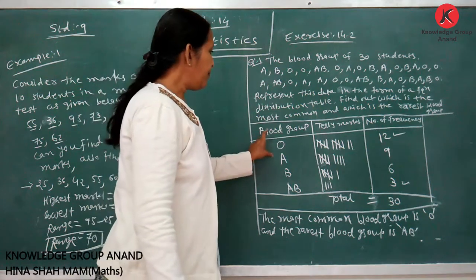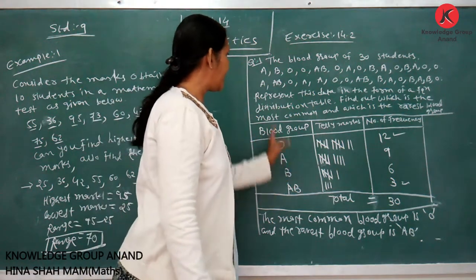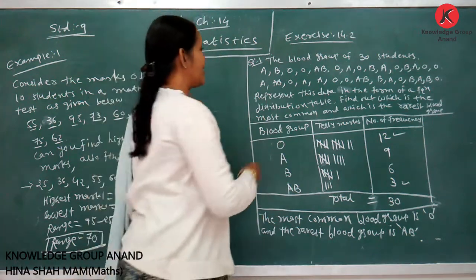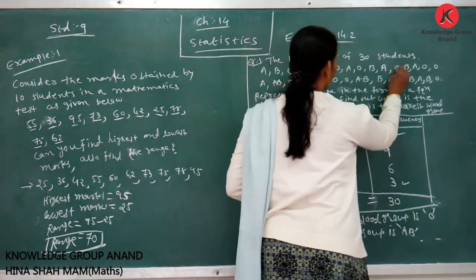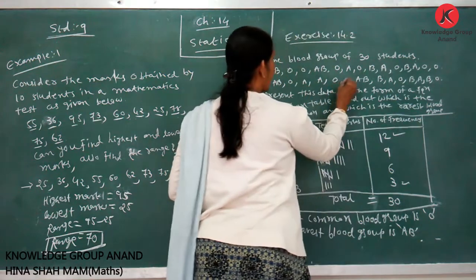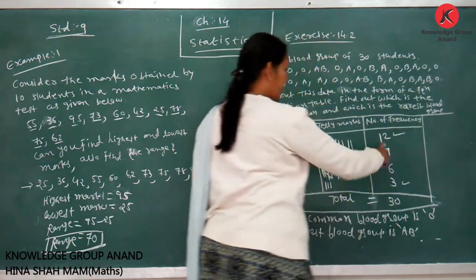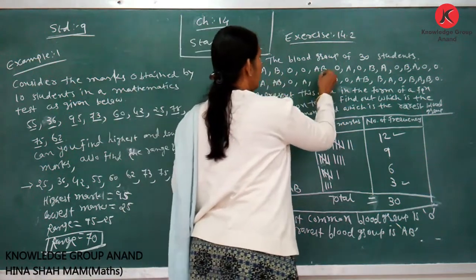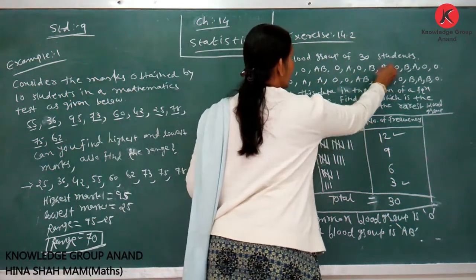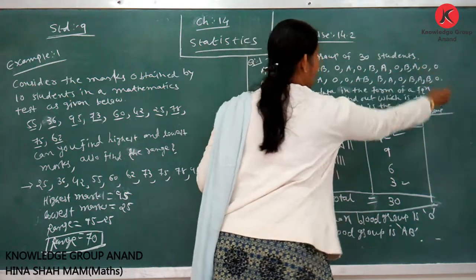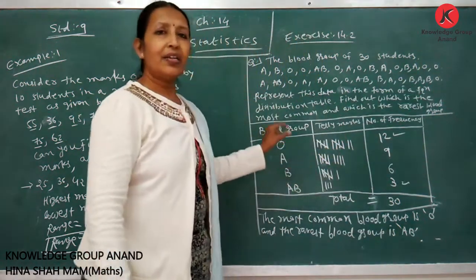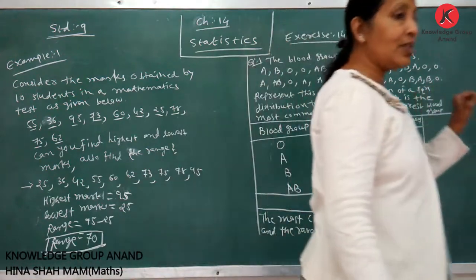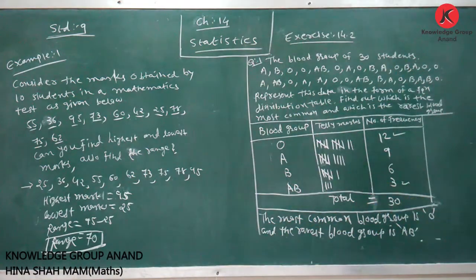We prepare the frequency distribution table. We write here, otherwise we write like this: 1, 2, 3, 4, 5, 6, 7, 8, 9, 10, 11, 12 for O, and similarly for A, 1 through 9. But it is not necessary. It is like this. It is called a frequency distribution table. Now question number 1: how do we prepare a frequency distribution table?